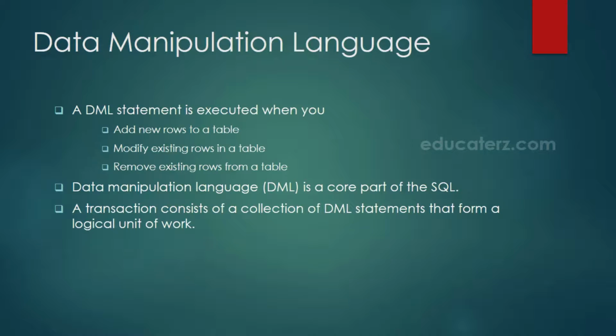Data manipulation language. A DML statement is executed when you add a new row to a table, modify an existing row in a table, or remove an existing row from a table. Data manipulation language, or DML, is a core part of SQL. A transaction consists of a collection of DML statements that form a logical unit of work.